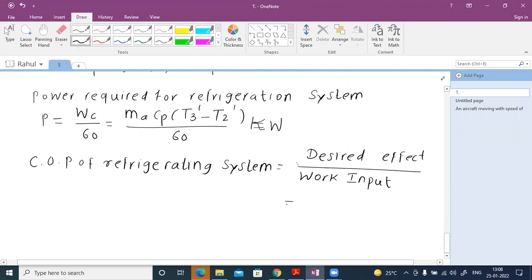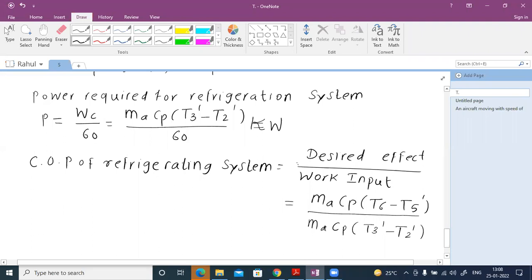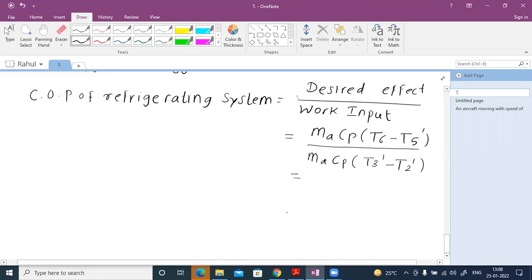I'll just write that down: ma into Cp into T6 minus T5 dash, because we will get this desired effect in the cabin. That is the heat abstracted. And the work input, which I just wrote for the compressor, is ma into Cp into T3 dash minus T2 dash. So the COP is T6 minus T5 dash upon T3 dash minus T2 dash. This is how we calculate the COP of the refrigerating system.